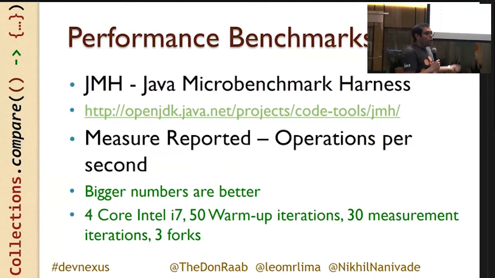Okay. A part of performance testing is that your performance is very hardware dependent, so we try to keep it consistent. It's run on my laptop, which is an Intel 4-core i7, with 50 warm-up iterations, because you want to warm up your JVM so that you get consistent performance. And it has 30 measurement iterations across 3 forks. So essentially, these measurements are averaged across 90 iterations.